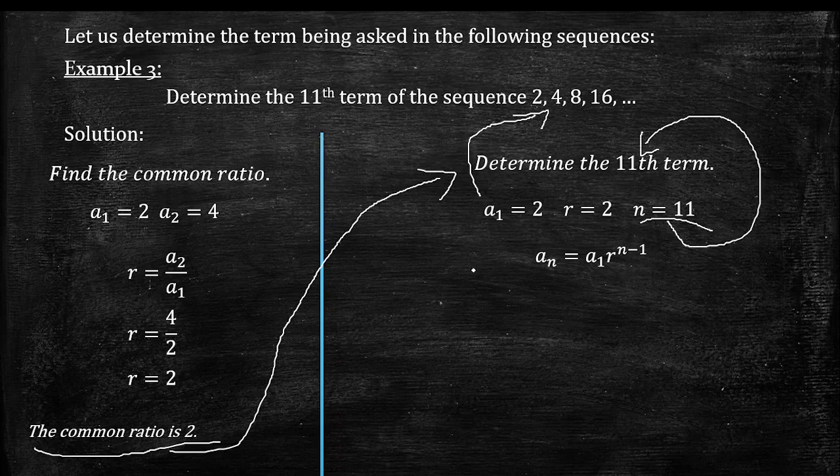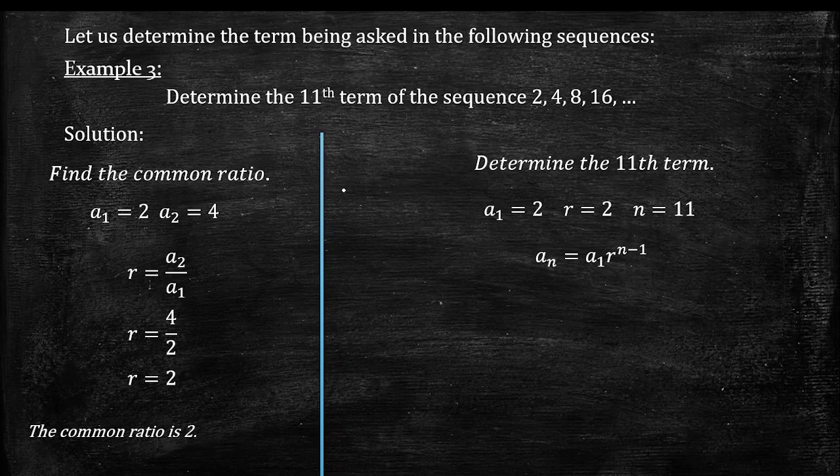So n is equals to 11. Then after that, class, the next thing we will do is substitute n is equals to 11 in our formula. For what purpose do I first substitute n in the formula? So that we can simplify the formula right away. Less confusion, class, when the formula is simplified.